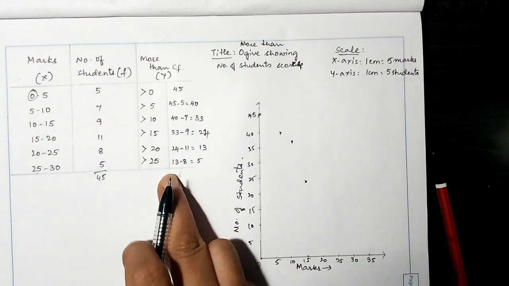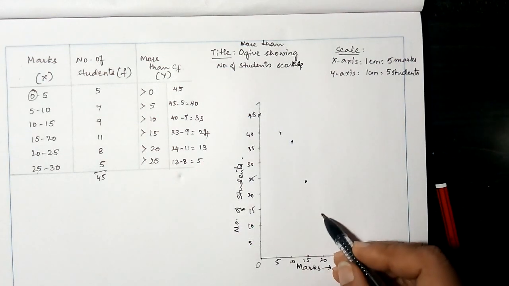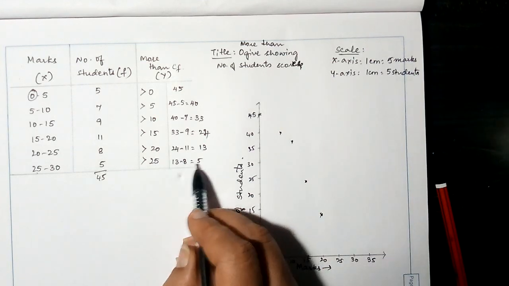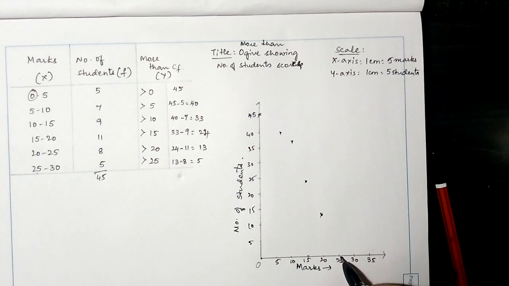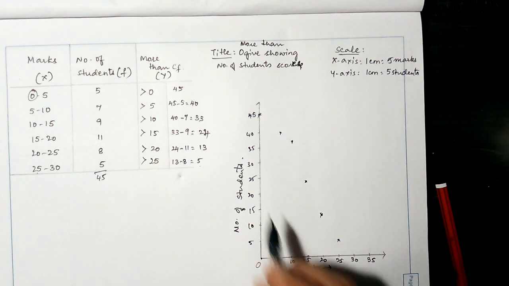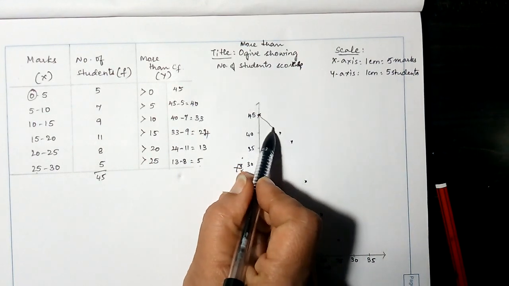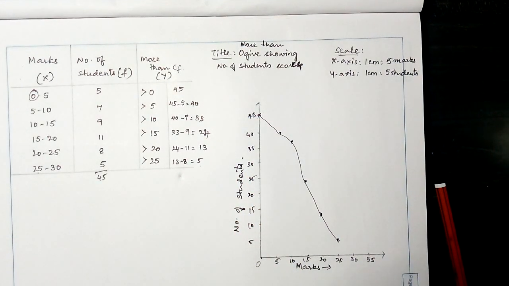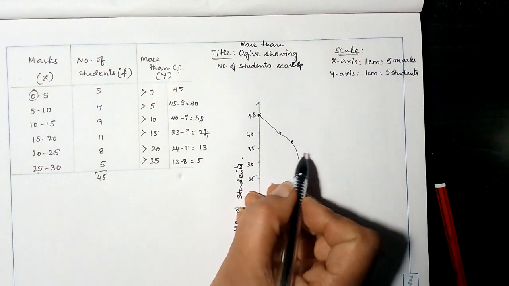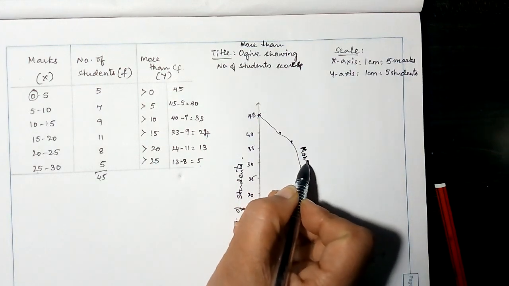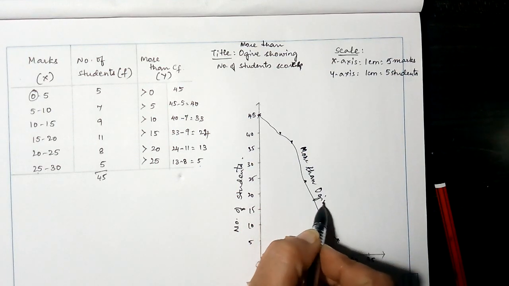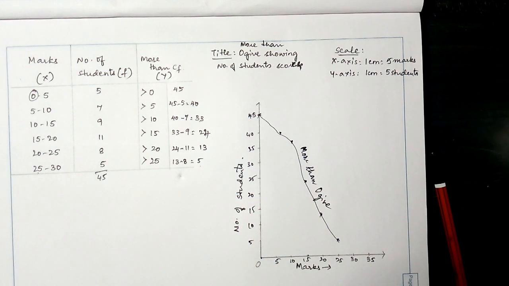Then more than 20 is 13. More than 20 is 13. 13 is somewhere less than 15 over here. Then more than 25 is 5. So more than 25 is 5. Now join these points from 45 and we get an ogive which is downward sloping. So here we write more than ogive. Okay. So that is how we construct a less than ogive and a more than ogive.